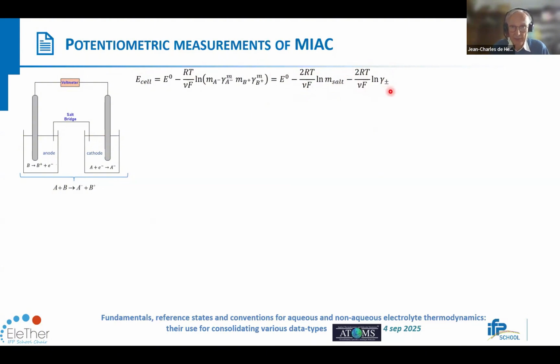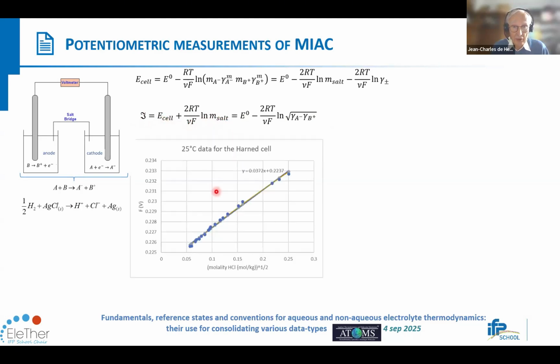Now, if you put on another equation where you put on the left-hand side everything that is known and on the right-hand side everything that is not known, then you have a function f, and you can plot this f as a function of the molality of the salt, or better as a function of the square root of the molality, because if you consider that this activity coefficient can be written based on the Debye-Hückel limiting slope, in which case this product here is proportional to the square root of the molality.